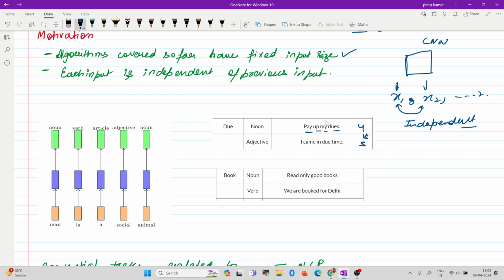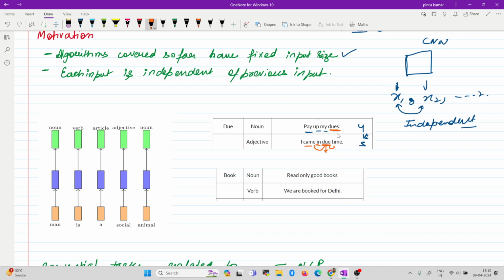Another thing is that in a sequence of words, that is your sentence, the relative positioning of your words makes a lot of difference. For example, in "pay up my dues," dues is used as a noun. And in "I came in due time," due acts as an adjective. So the nature of a word depends on the words around it, the words that appeared before it.